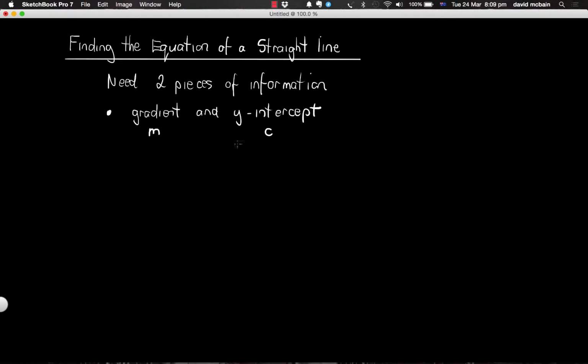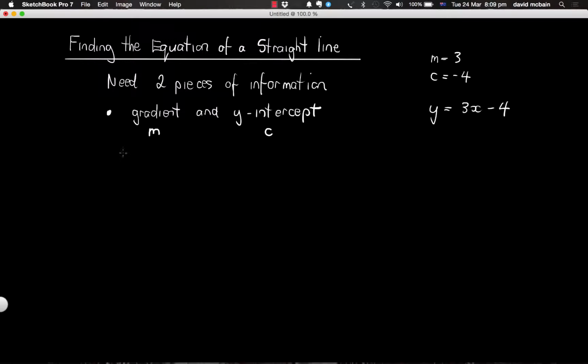So for example, if m equaled 3, and if c equaled -4, then our equation would be y equals 3x minus 4. Now, it doesn't get any easier than that, but the examples we're going to be doing are a little bit more difficult than that.